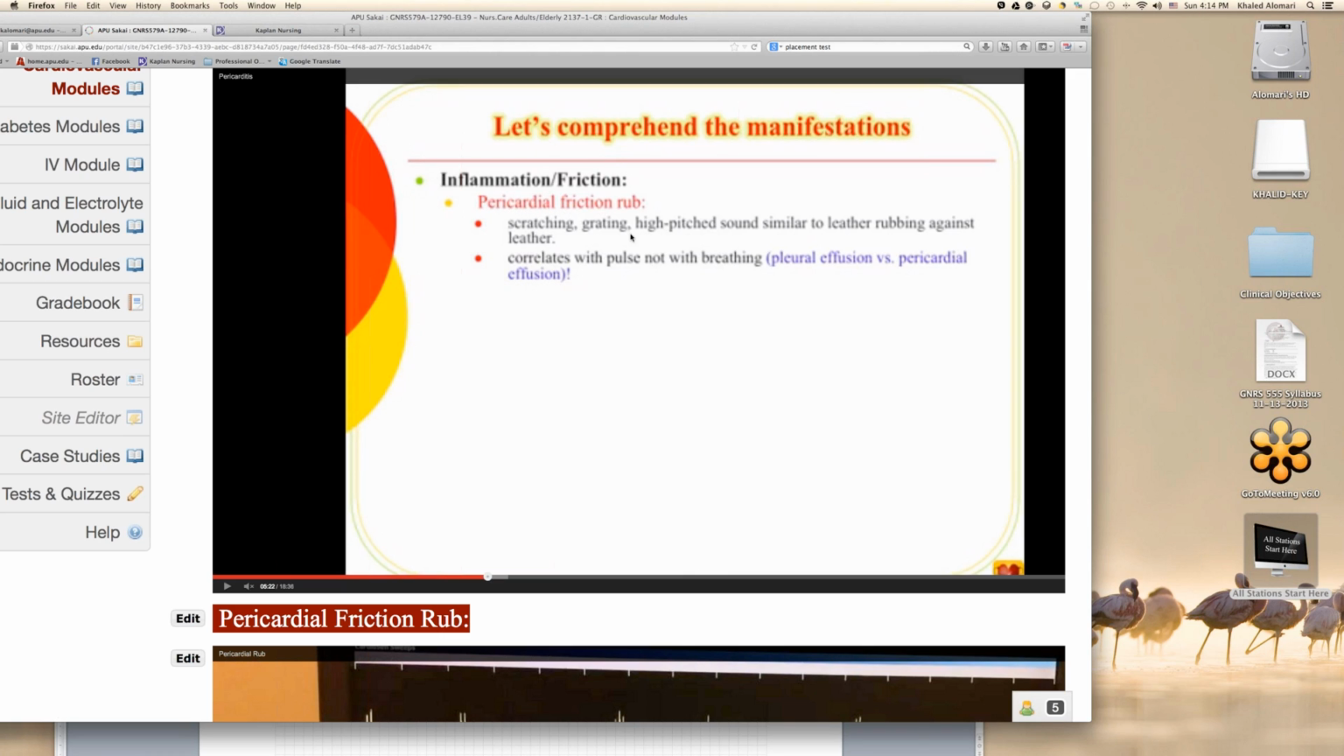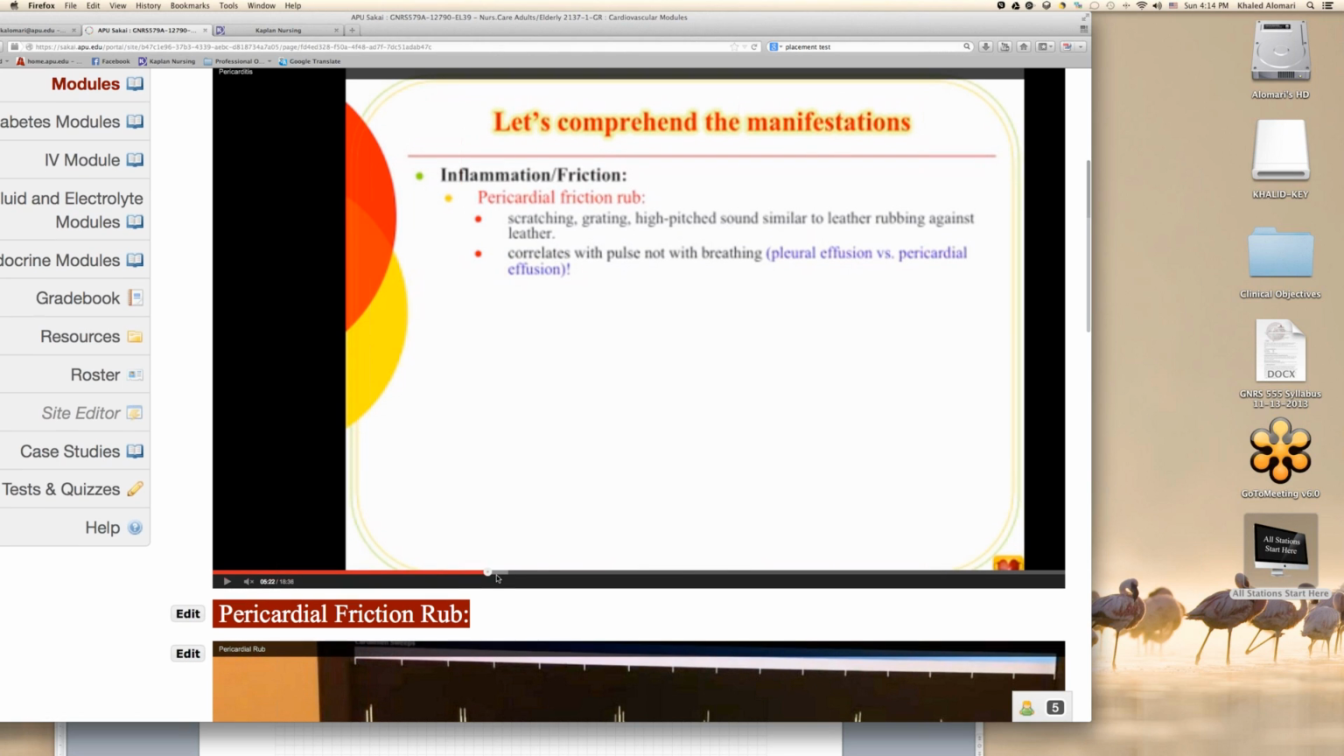The pericardial friction rub is in the pericardium, and you will hear it if you assess the pulse at the same time. So if you put your hands on and assess the radial pulse of the patient, and at the same time listen to the friction rub, you will see that the pericardial friction rub correlates with the pulse, because that's the heart rubbing against the inflamed pericardium, while the pleural friction rub has to do with the breathing, not with the pulse. So that's another way to differentiate between a pericardial friction rub and a pleural friction rub.